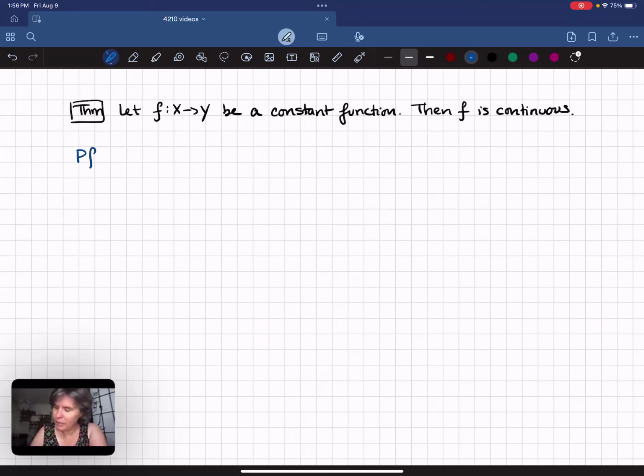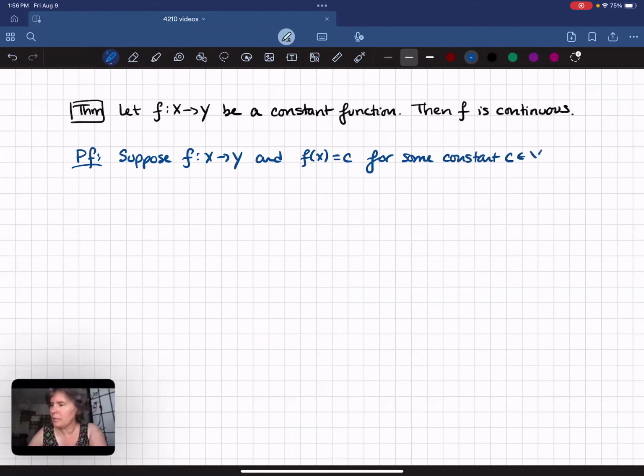So our proof will be: let's suppose f goes from x to y, and let's suppose f is a constant function. I'm going to write that by saying f of x is equal to c for some constant c in y. The definition of continuity: I want to show that f is continuous, so I have to show that given any open set in y, its pre-image is open in x. So let's let u be open in y.